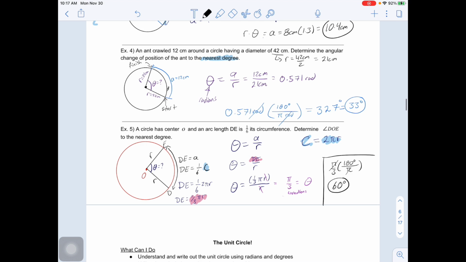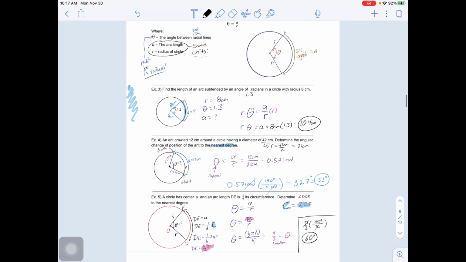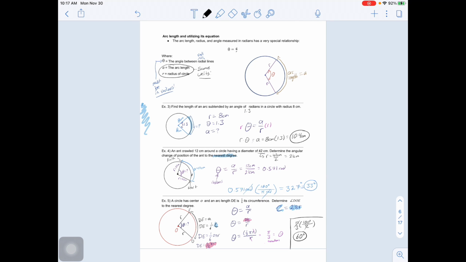So I hope things are making sense. Again, practice a few problems utilizing this equation. If you come across any really difficult problems, let me know. You need any questions answered, come and ask, and try out any assignments that are listed.